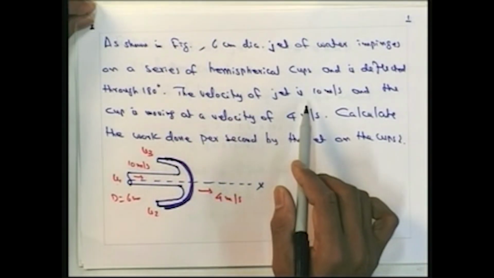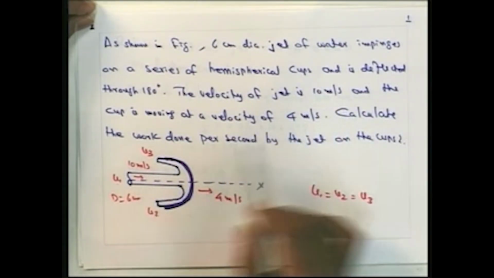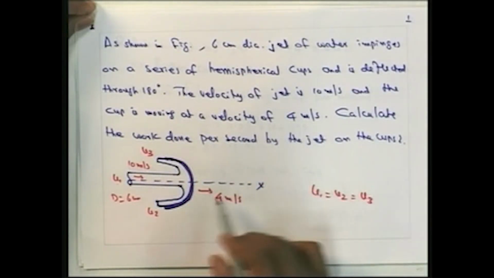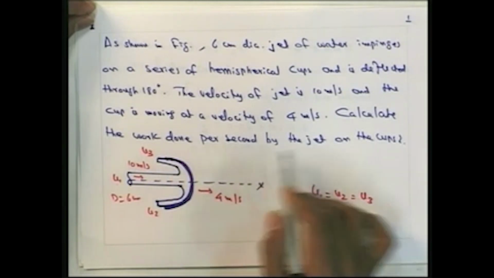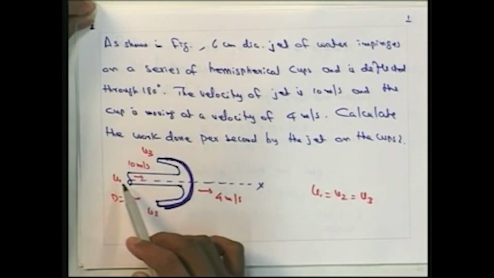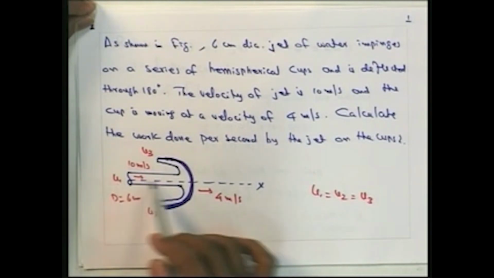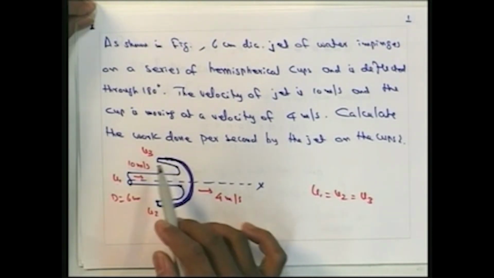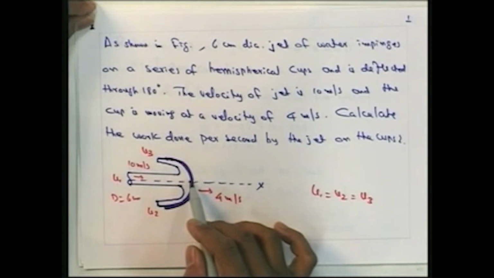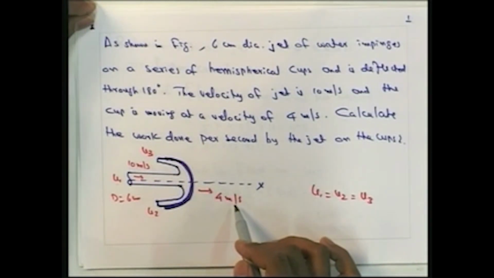The velocity of the jet is 10 meters per second and the cup is moving at a velocity of 4 meters per second in the x direction. Calculate the work done per second by the jet on the cups. Here you can see that the jet is coming in this direction and a curved vane is placed like this, and the vane is moving with a velocity of 4 meters per second.